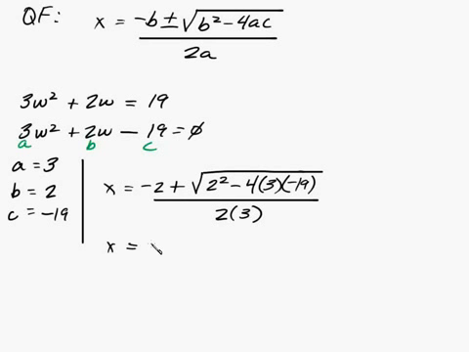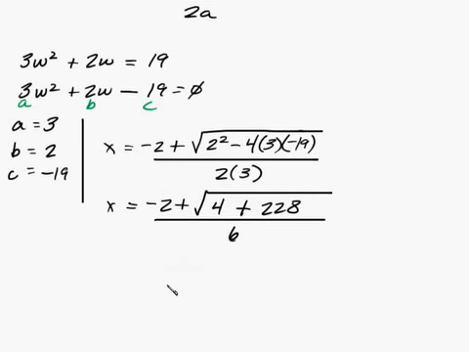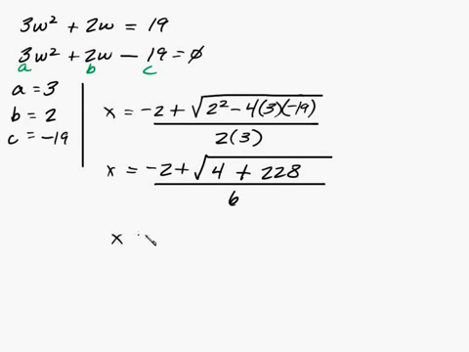Let's simplify. x equals negative 2 plus the square root of 4 minus, and we have another minus multiplied times it, so that's going to be plus, and 4 times 3 is 12 times 19. You can go ahead and use your calculator for this, but you'll get 228. And that's all over 2 times 3, which is 6. Simplify some more. You'll get x is equal to negative 2 plus the square root of 4 and 228 is 232, all over 6.